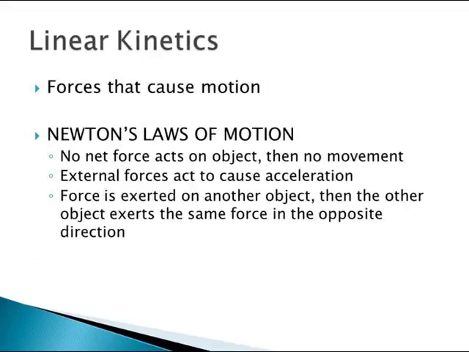Linear kinetics, on the other hand, are the forces that cause the motion. Describing Newton's laws of motion, if no net forces act on an object, then no movement can occur. If external forces act that cause an acceleration, or if forces are exerted on another object, then the other object exerts the same force back in the opposite direction. That's sprinting to a T, because the amount of force generated by the athlete pushes back on the athlete and gives them the acceleration needed.